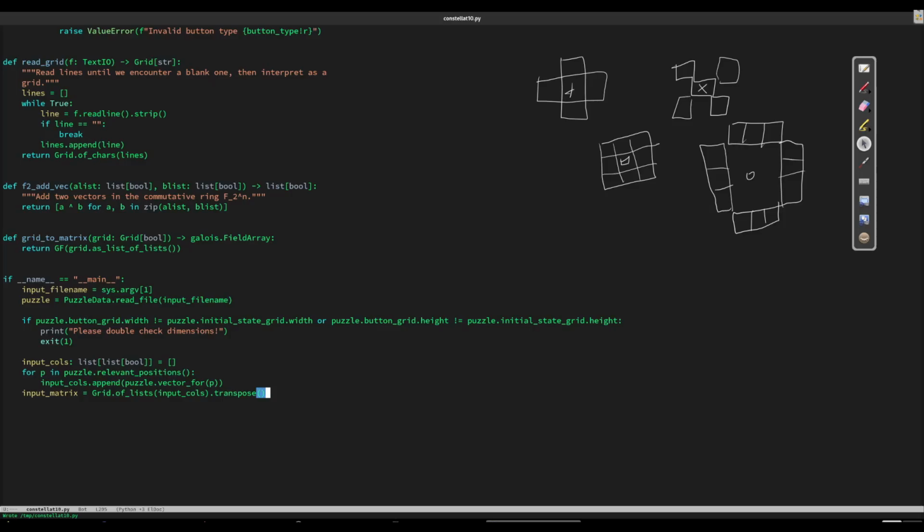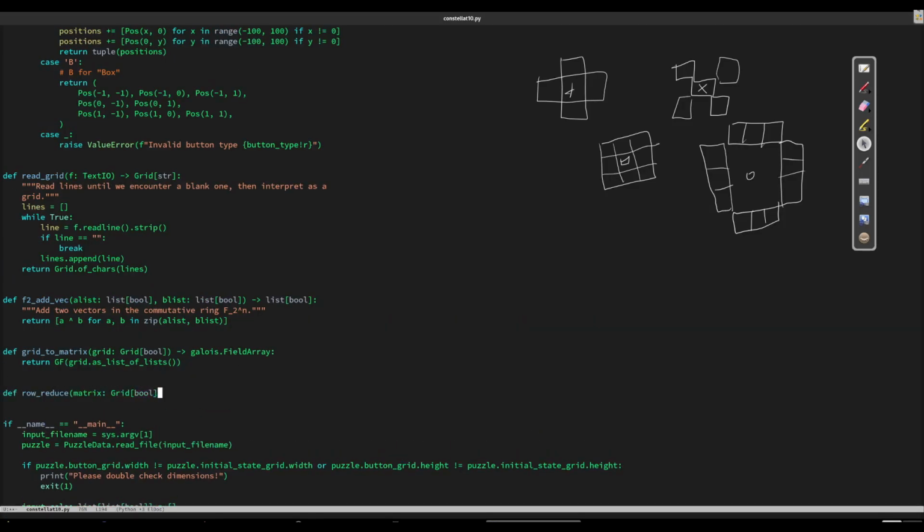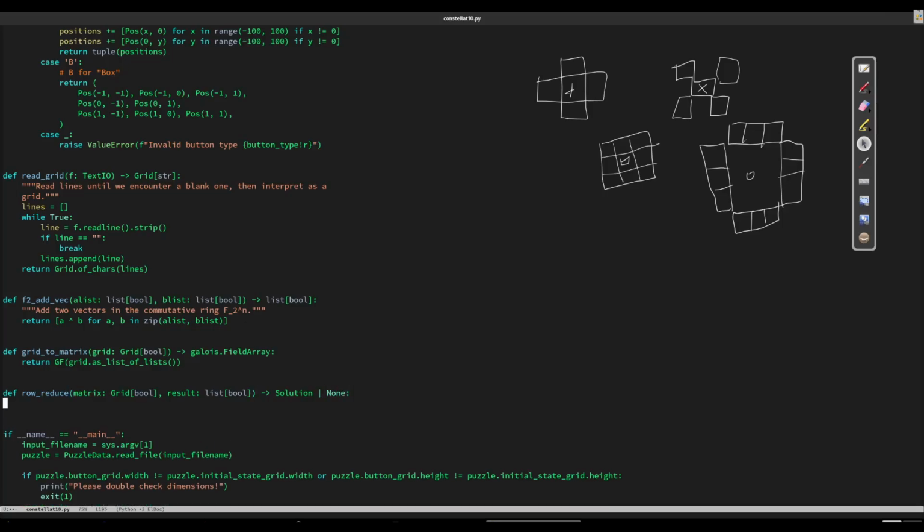Next, we need to be able to row reduce these things. The Galois library gives us part of this puzzle. If the matrix was invertible, we could leverage the Galois library to directly invert it. But all of the matrices we care about today are singular, so we have to do a bit more work. The row reduce function takes the transformation matrix as a grid of booleans, as well as the desired result transformation vector, and produces a solution, or the Python sentinel value None if no solution exists.